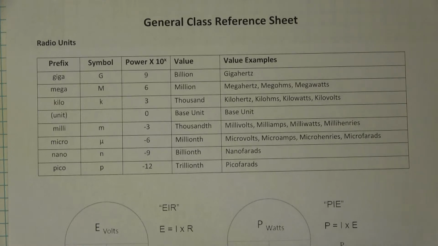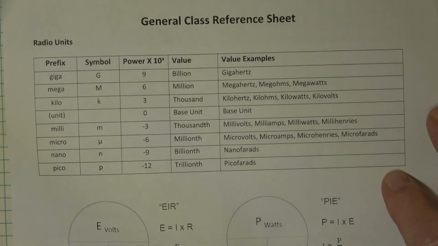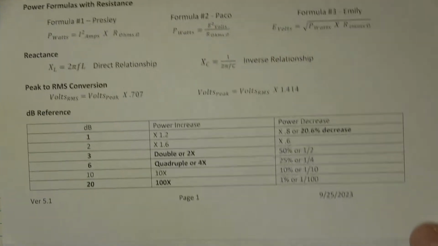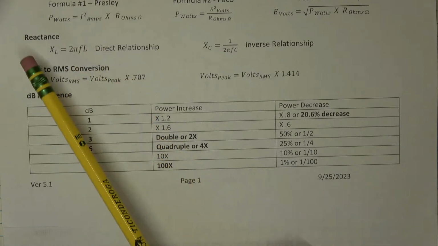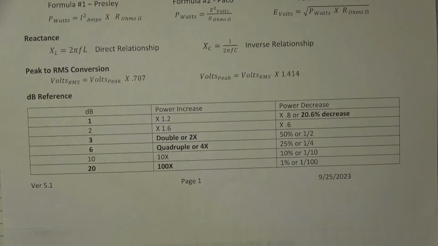The first one is a general class reference sheet, and this one is updated. The one that I sent out with Chapter 2 is a little bit different. They both have the correct information on them, but I'd recommend using this one. The intent of this general class reference sheet was to get all of the math-related information on one page, and I think we've achieved that. We're going to be covering everything on this reference sheet tonight, with the exception of the reactance item, which we'll pick up next week.